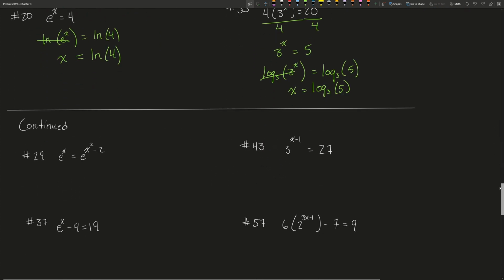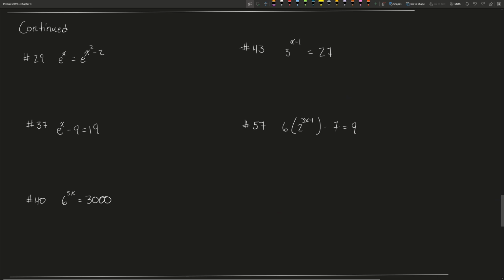A couple more examples. So number 29 says e to the power of x is equal to e to the power of x squared minus 2. Because both bases are the same, they can cancel, and we can use the one-to-one property. So x will equal x squared minus 2. So 0 will equal x squared minus x minus 2, which again is a quadratic that we can solve in a number of different ways. But this is easy enough to factor. So 0 will equal x minus 2 times x plus 1. So x will equal 2 and negative 1.